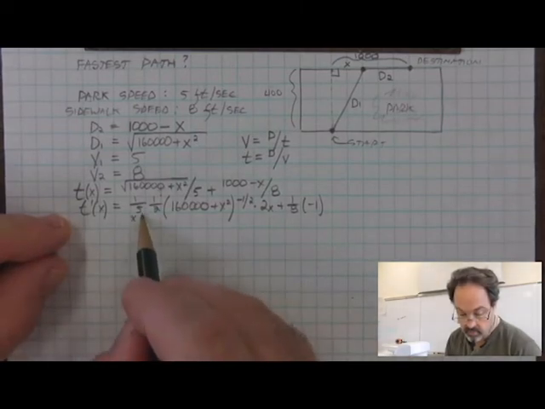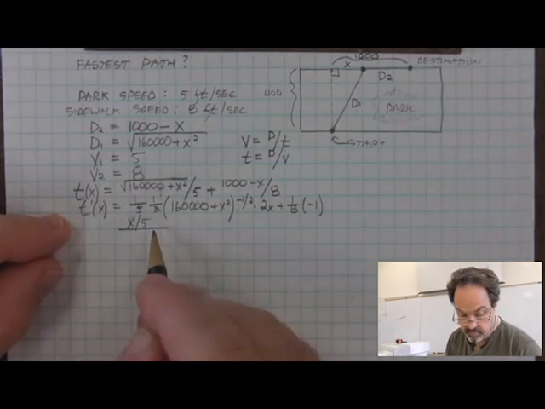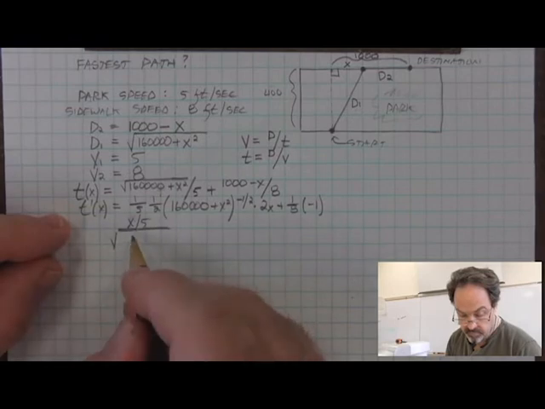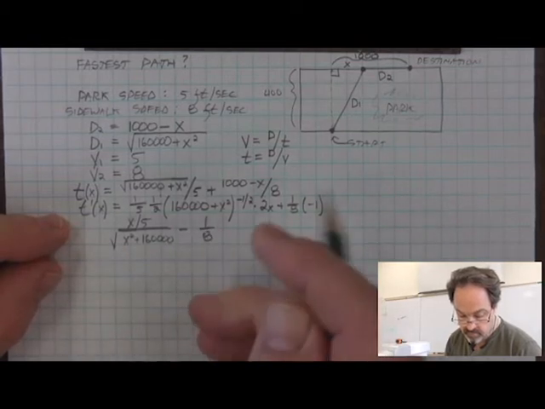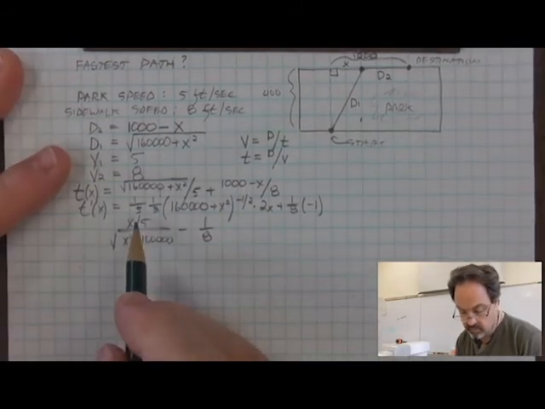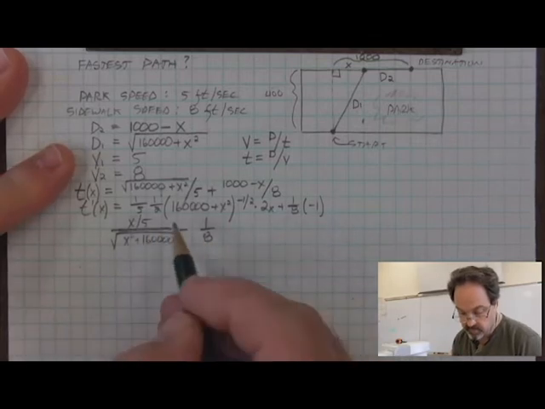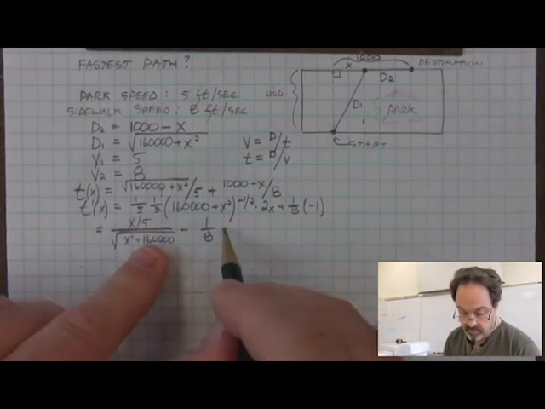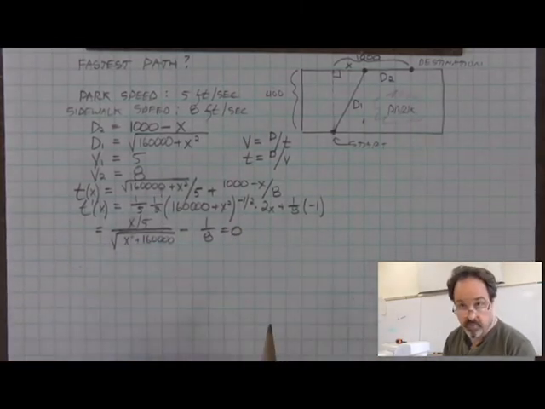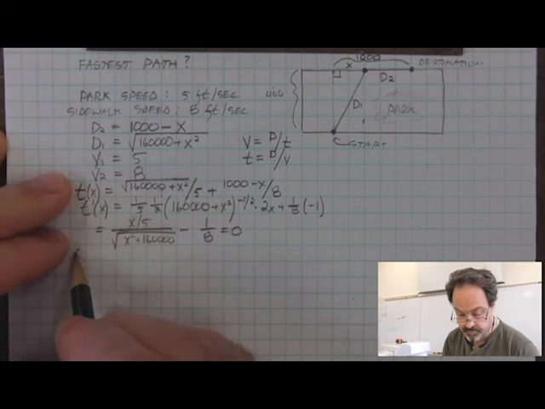Or, cleaning it up a little bit, x over 5 all over the square root of x squared plus 160,000, minus 1/8. Here we have the top of a radical symbol as well as a fraction bar. And this derivative, if set to 0, will find our critical points. Critical points were found with technology.